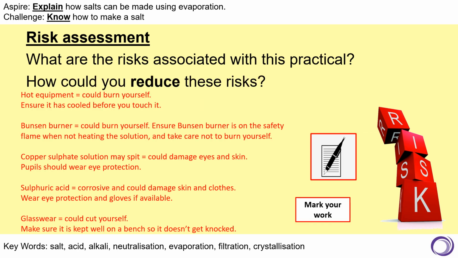So hopefully these are some of the ideas that you've written down and how you could protect yourself. Some of the equipment will be hot because you're heating it, so you could burn yourself. You need to ensure that it is cool before you touch it. With the Bunsen burner, again, you could burn yourself, so ensure that the Bunsen burner is on a safety flame when it's not heating the solution, and take care not to burn yourself. The copper sulfate solution may spit, so this could damage eyes and skin. You should always wear your goggles when you're carrying out an experiment.